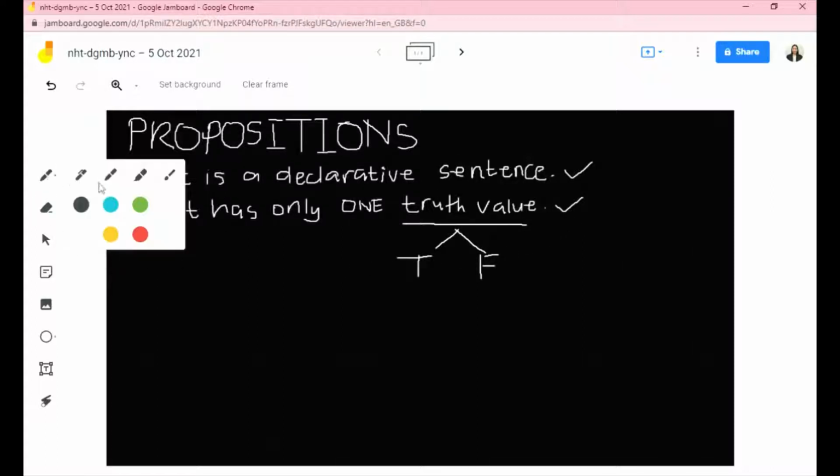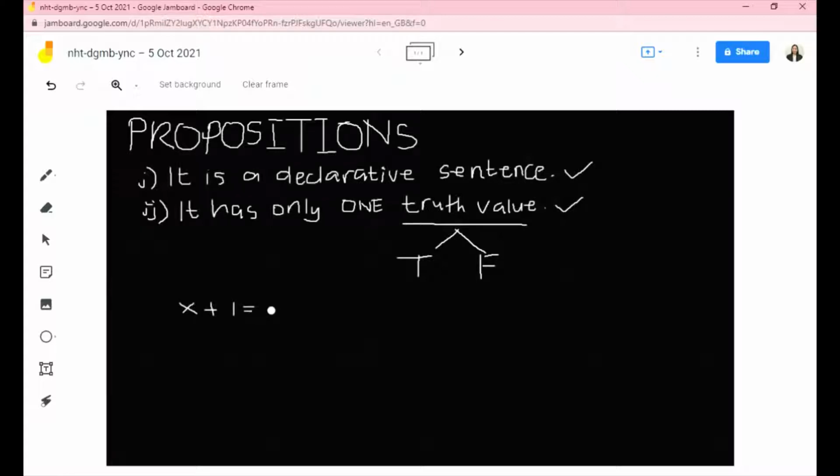Alright, but before we continue on the propositions, I'd like to introduce to you the way of representing sentences. We have two options. It could be in mathematical form and it could be in English form. For example, the mathematical form of a sentence is x + 1 = 2. This is in mathematical form, but we can also write it in English form.